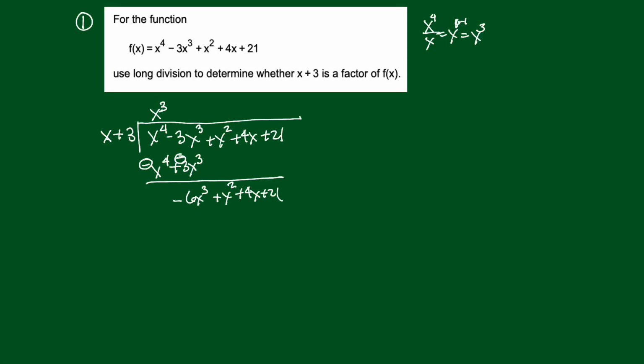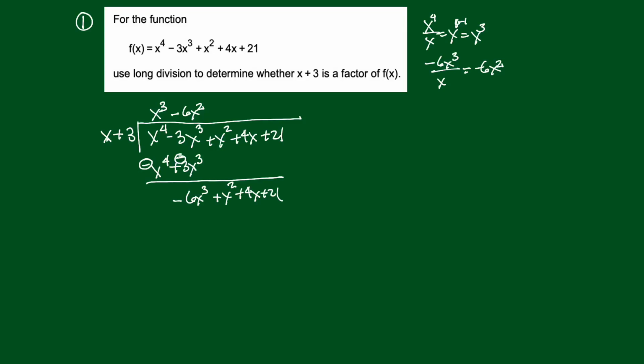Now let's start it again. Make the division. X into negative 6x cubed. So what I'm thinking is this: I've got negative 6x cubed, and I'm going to divide it by x, so I'm left with negative 6x squared. So when you make the division, x into negative 6x cubed is going to be negative 6x squared. So that'll be up here, minus 6x squared.